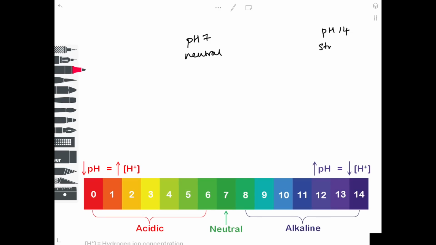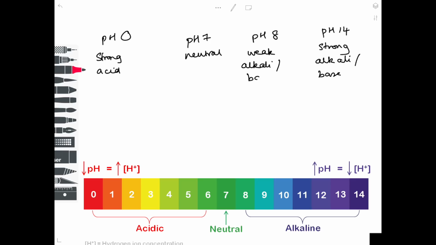So we've talked a lot about pHs. Let's quickly chat about it more. The pH of 7, as I've already said, is neutral. A pH of 14, which is one end of the pH scale, will be a very strong alkali or base. A pH of 0 will be a very strong acid. And then you have the intermediate values, so pH 8 will be a weak alkali or base. A pH of 6 will be a weak acid.